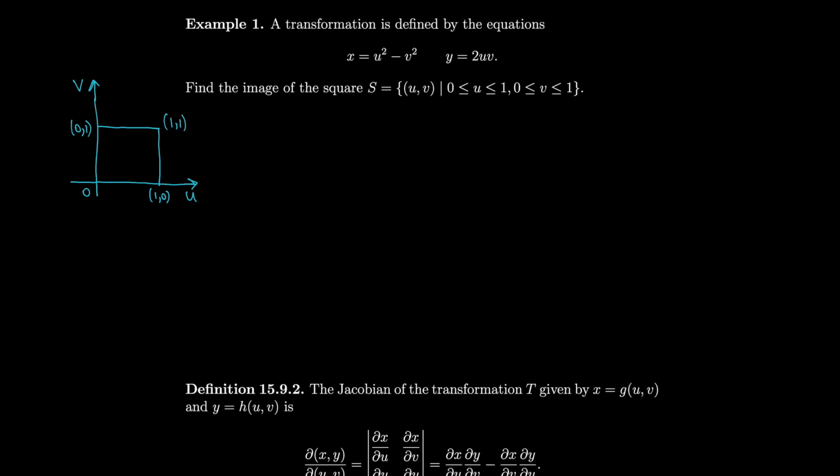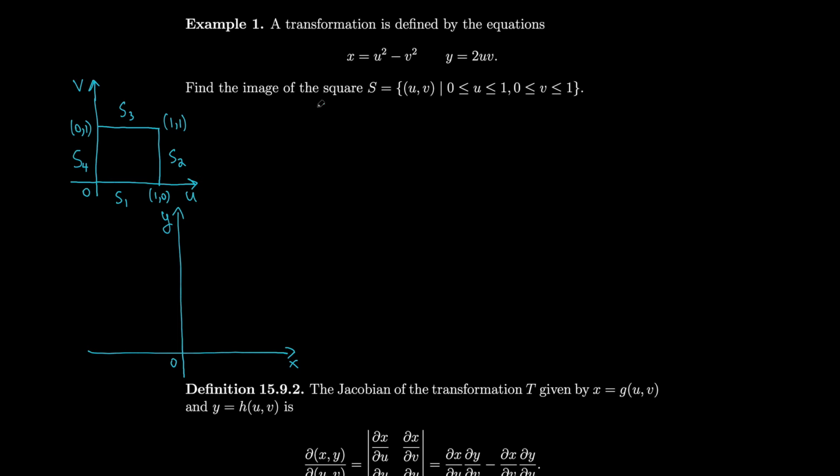And this is (1, 1), where they're both 1. So how about I call this side S1, I'll call this side S2, call this side of the square S3, and this one S4, and I'll look at what happens as each side gets transformed into the xy plane. So how about I draw the xy plane? So put that over here. So here's x, and here's y.